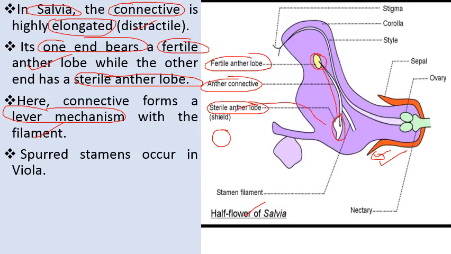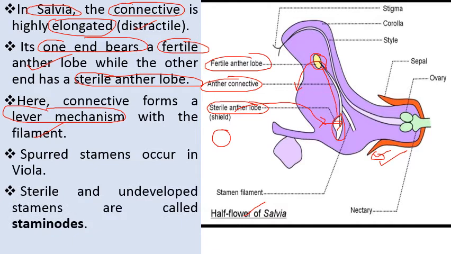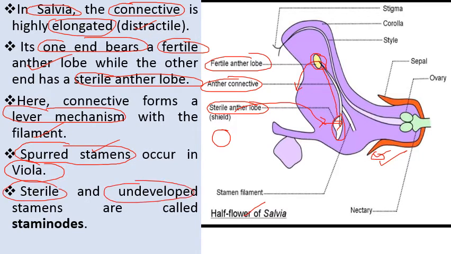When insect visit the flower, it pushes this sterile staminode, और जो fertile anther lobe है it touches the back of insect and dusts the pollen grains on the back of insect. It helps in dispersal of pollen grains through the agency of insects, which is known as entomophily. And in viola, the stamens are spurred, means beak-like stamens are present in case of viola. And the term used for sterile undeveloped stamen is staminode. इसके लिए हम जो term use करते हैं, जो sterile undeveloped stamens हैं, we call them as staminodes.